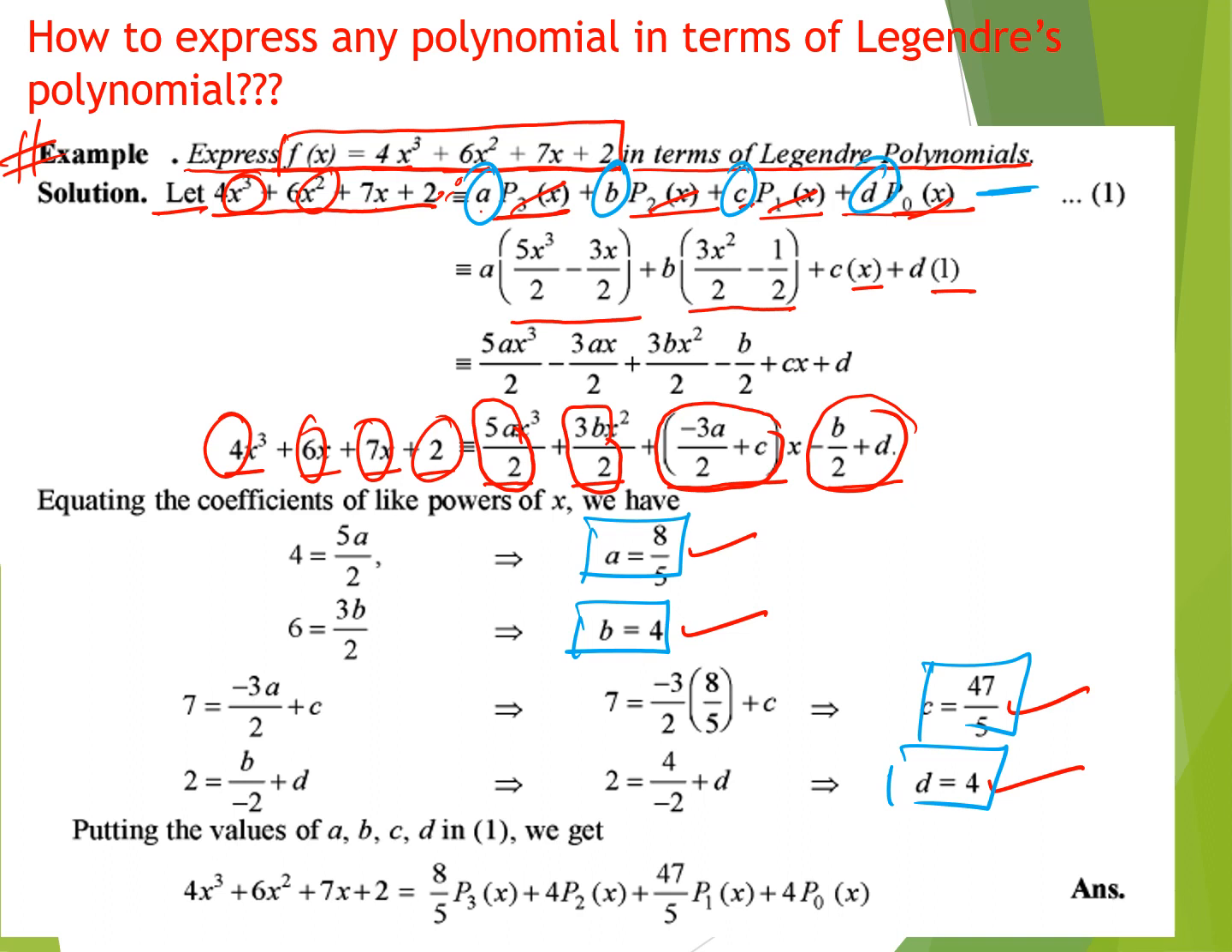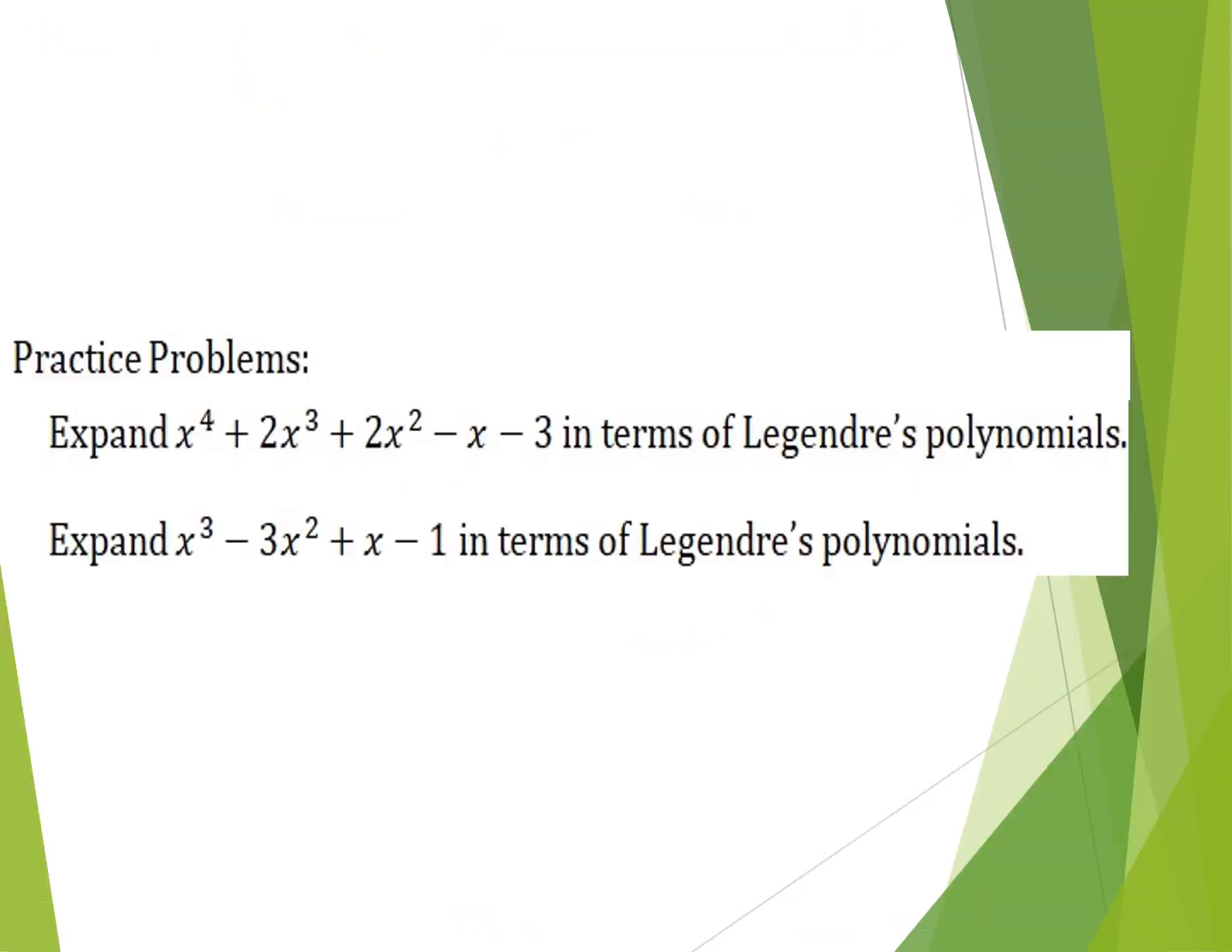We find that the given problem in the form of Legendre polynomial is 8/5 P3(x) + 4 P2(x) + 47/5 P1(x) + 4 P0(x). So this is the required solution for the given problem.